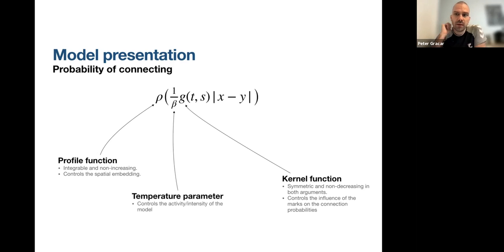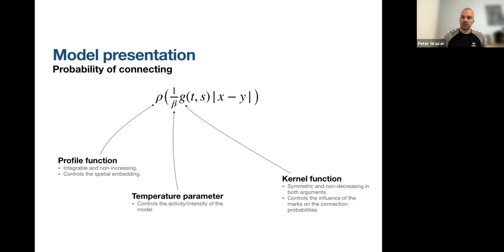Finally, we have the beta parameter, which is the temperature parameter, and it does exactly what one would expect it to do. The higher beta is, so the higher the temperature, the more activity we want to see in the model, so more edges get formed. And again, because the profile function is non-increasing, that is precisely what happens.